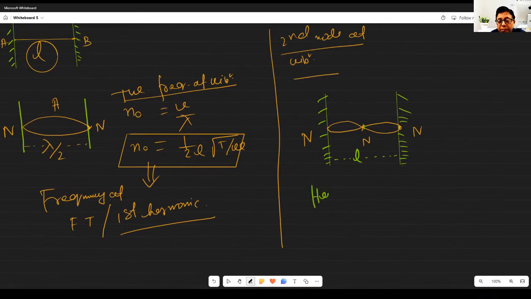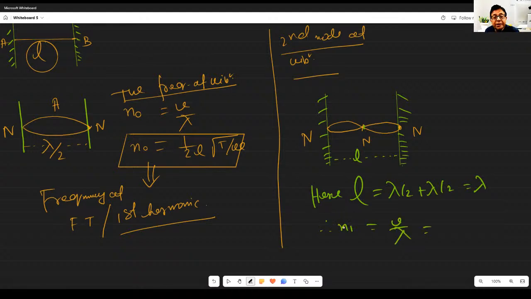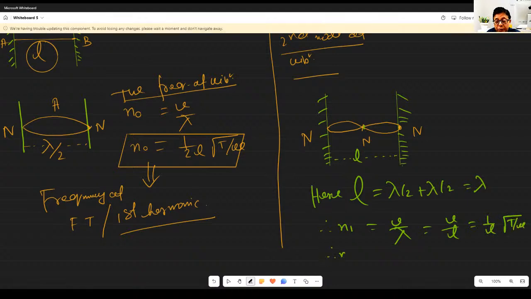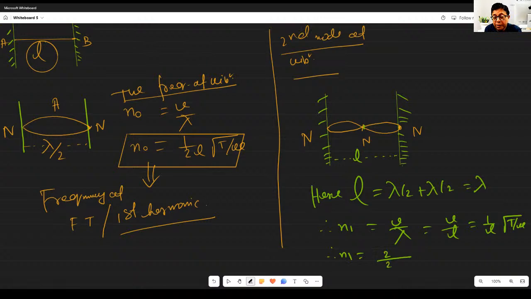Here, L will be what? Oh, lambda by 2, no? Not 4. Distance between two consecutive nodes. So L equals lambda. Therefore, N1 equals V by lambda, V by L, 1 by L root T by mu. Therefore, this is 2N0. Second mode we got 2N0.